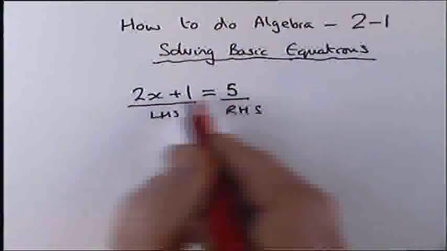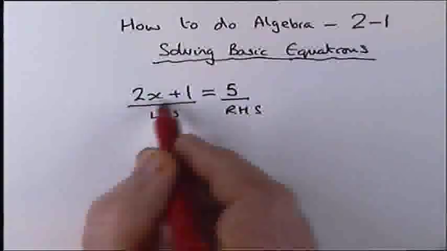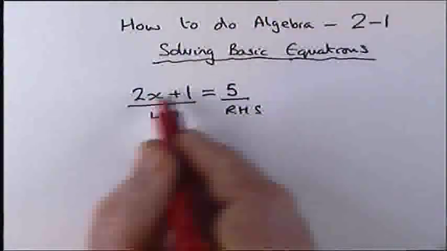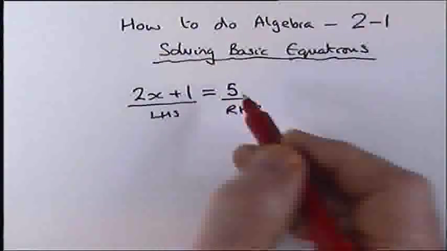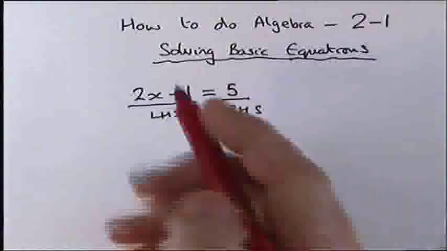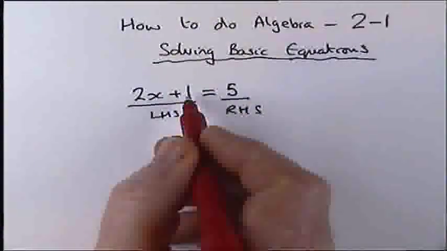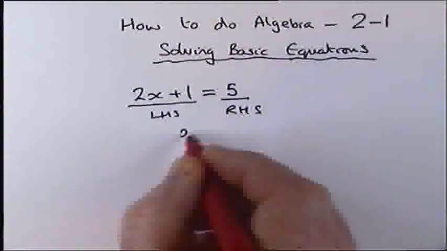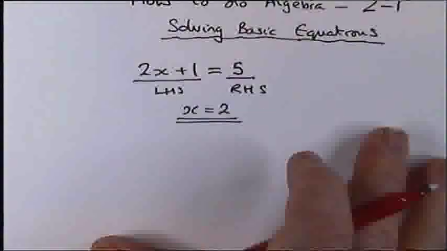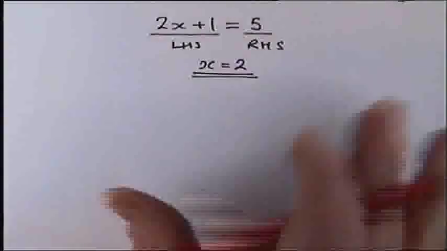So if this side of the equation must be 5, we're trying to work out what the x is so that the left hand side of this equation is the same as the right hand side, which is 5. Now you can look at that and you can think immediately, well, I know that 2 2's are 4 and 4 plus 1 is 5, so x must equal 2. Now that is correct, and if you did that in an exam, then you would have solved that equation.